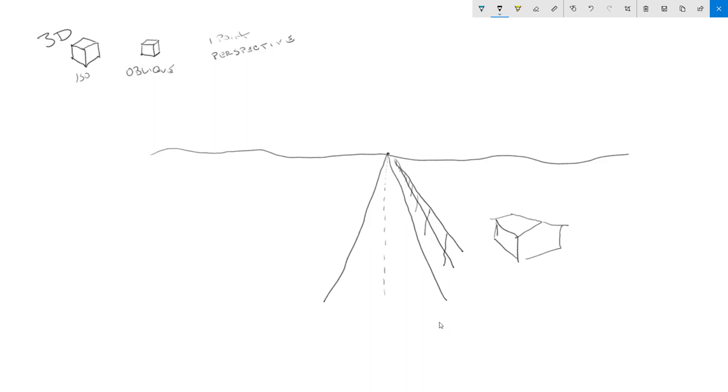But then, this house that's going to be way down the road here is going to be very small, but it still goes towards that point there. So all these lines just disappear into that point. All right. One point perspective. I want you to remember that. You're going to see these again and again.